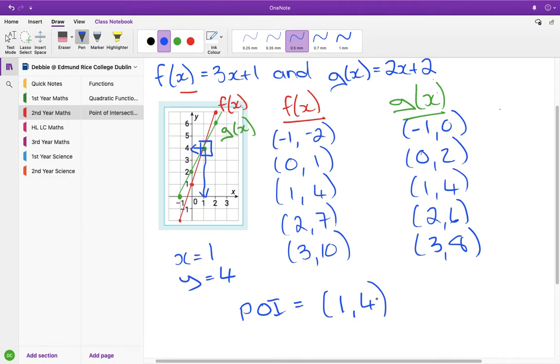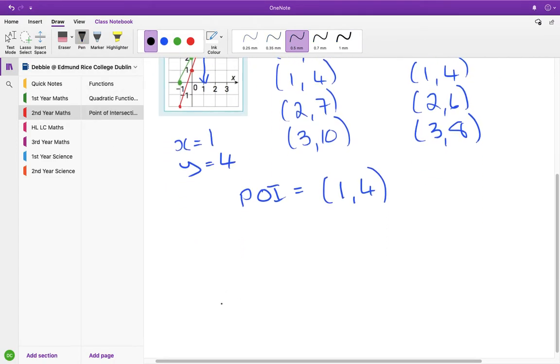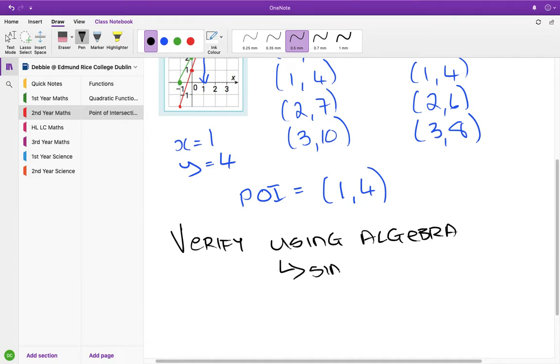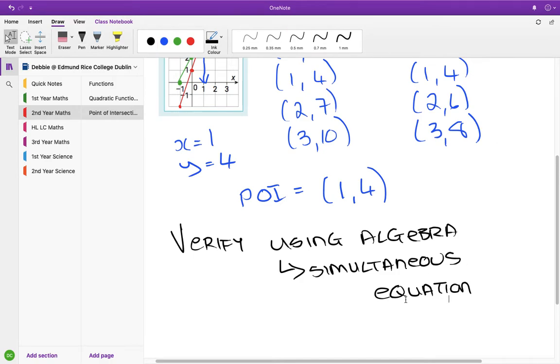Okay, so now let's do what we learned the other day, which is to verify or check that answer using algebra. The part of algebra that we use is called a simultaneous equation. The word simultaneous in English, if you were to do two tasks simultaneously, would mean to do them at the same time, and it has the same meaning in maths. We've got two equations and we're going to solve them together to get an answer. So we're using both simultaneously in order to generate an answer.